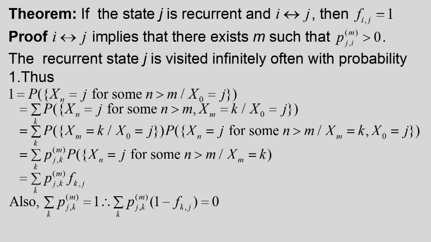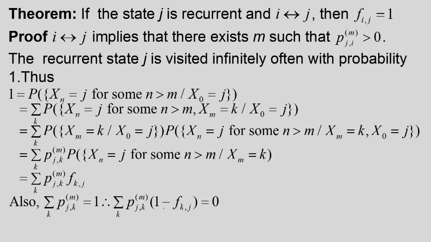So that way we can write this as summation over k of Pjk^m into Fkj. Also we know that the state transition probability Pjk^m, if we sum over all k, is equal to 1. Therefore, writing 1 equal to this, and this equal to 1, we can get the relationship summation Pjk^m into (1 minus Fkj) must be equal to 0.